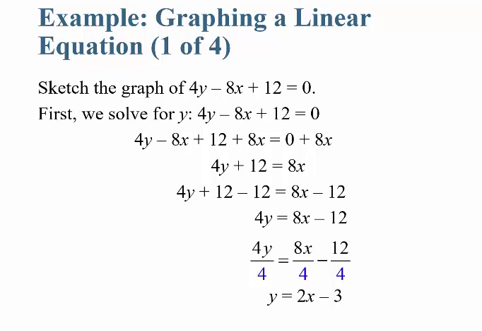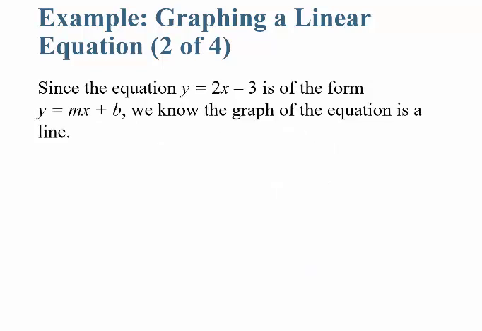All right. Now what I want to do is graph this: y is equal to 2x minus 3. All right, since the equation y is equal to 2x minus 3 is in the form of y is equal to mx plus b, what we know is the graph of this equation is some straight line. It's a linear line.